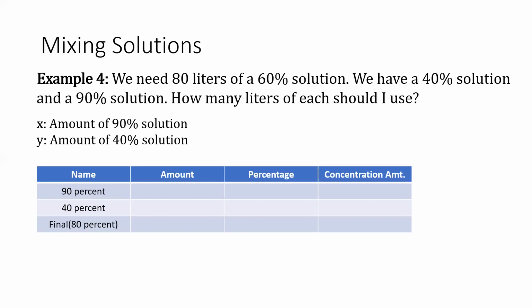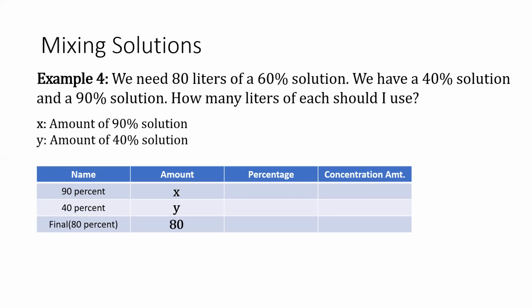So those are my names. The next one I want to write in my table is the amounts of each solution. I don't know how much 90%, I don't know how much 40%. I do know my final result is going to be, oh, it's actually a 60% solution, that's fine. It's a 60% solution, so ignore the name. So I know that I have 80 liters of that 60% solution.